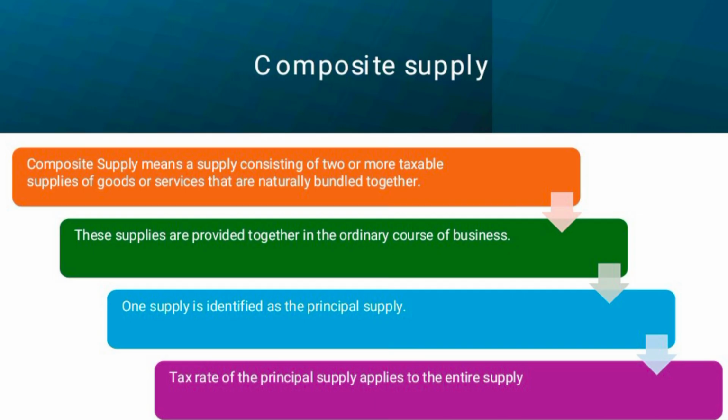And from these items which are naturally bundled, one supply is identified as the principal supply. Out of the combination, one supply is identified as the principal supply. And what is the taxation, which is important? The rate of the principal supply applies to the entire supply. Means the tax rate of the principal supply applies to the entire supply.